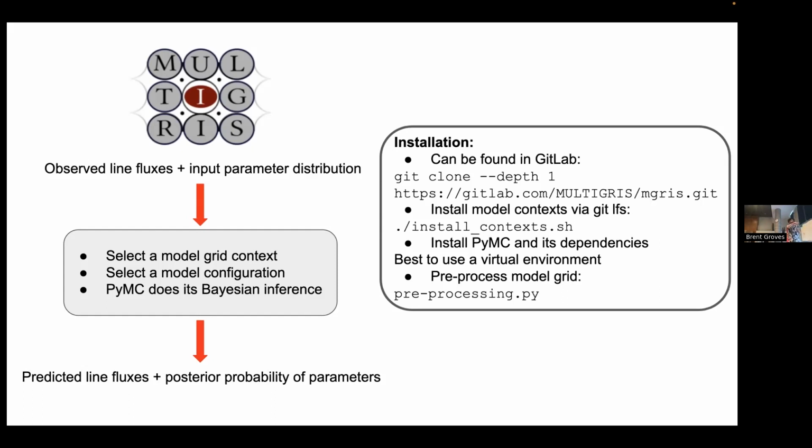Just a little bit about the installation. It's all available on Git and quite easy to install. We found that it is good to use a virtual environment when installing dependencies for PyMC, so it doesn't clash with anything. And there's a very important pre-processing script that you have to run because some of the files are very big and they're in binary. So in order to be usable, they need to be converted first.